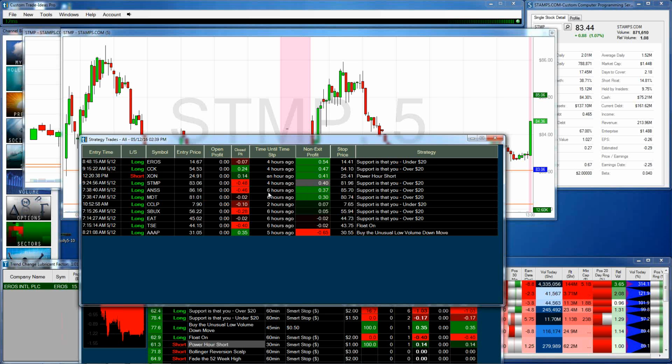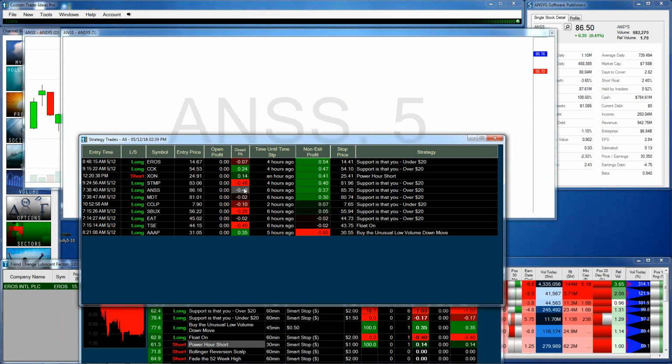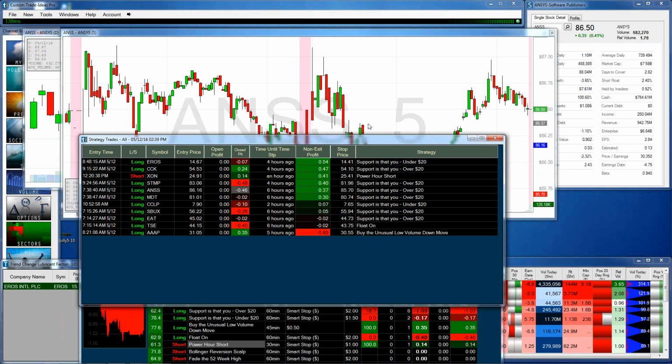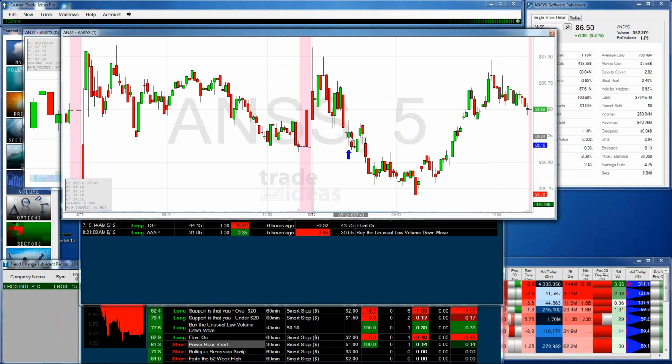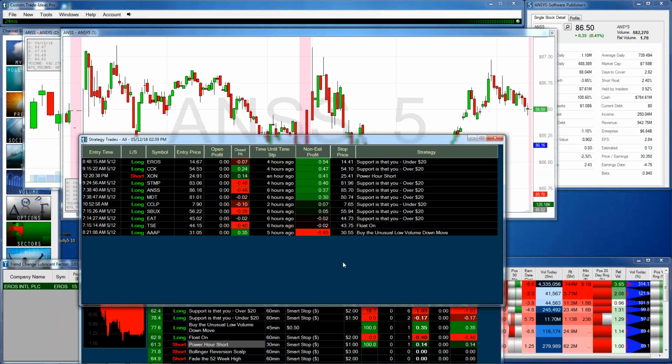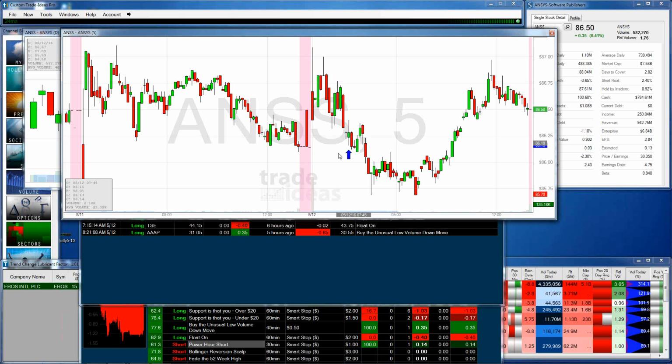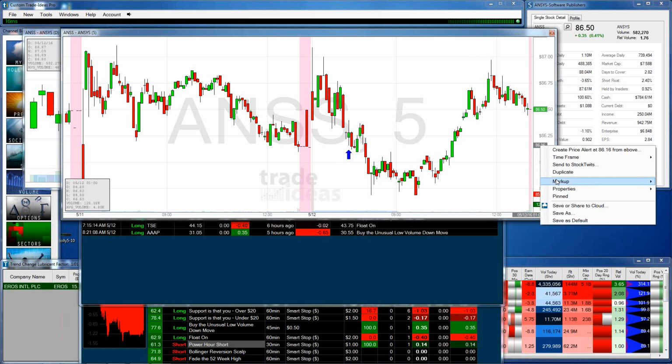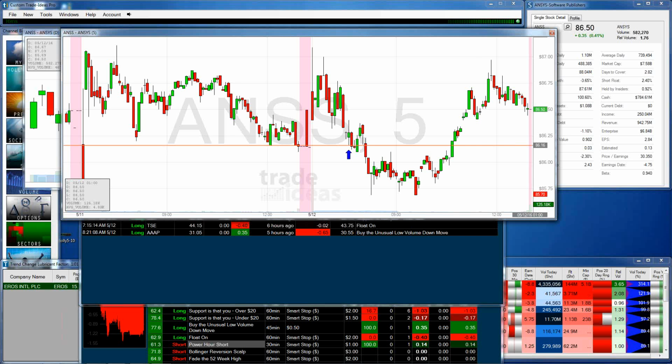So STMP is a simple example, and then of course ANSS. Once again, long entry right here, the price 86.16. So we can see, of course, Holly always puts an arrow and then puts it over here. It's all mapped out. So really all we could do is just, I'm drawing lines right now because if I set price limit alerts, they're just going to auto trigger. But everybody gets the gist here, right?